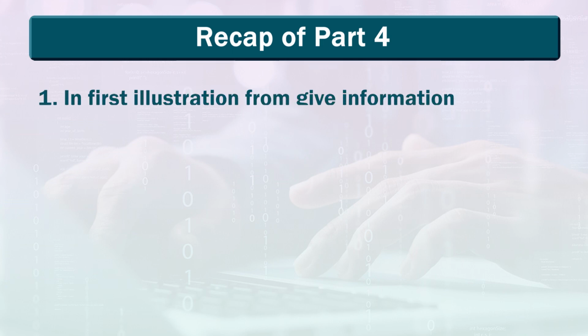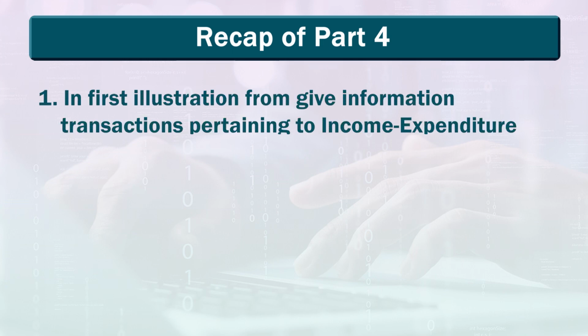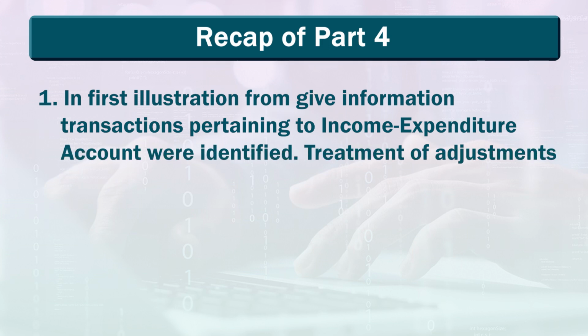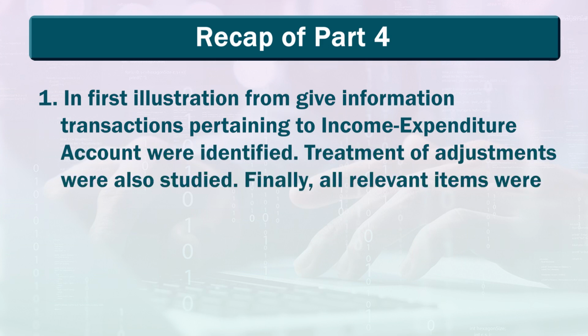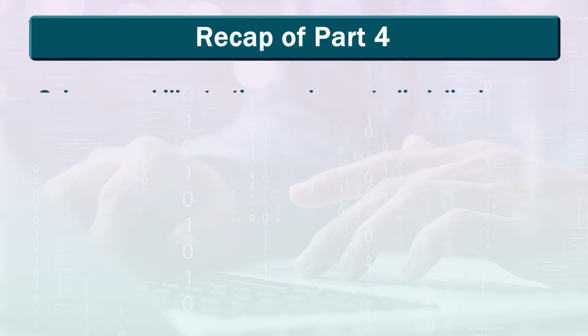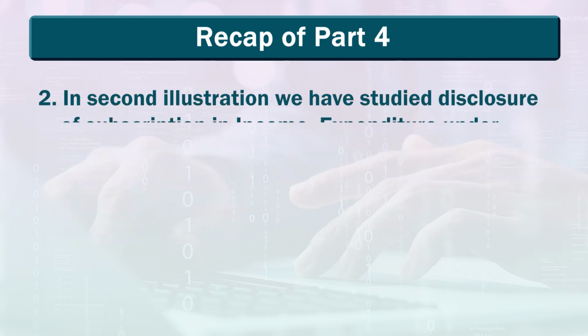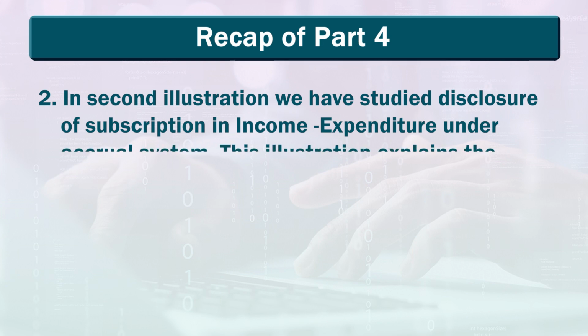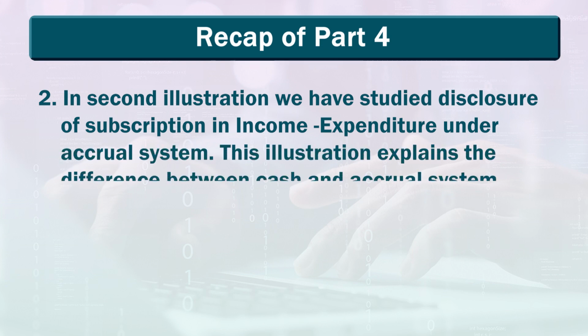In the first illustration, from given information, transactions pertaining to income expenditure account were identified. Treatment of adjustments were also studied. Finally, all relevant items were disclosed at appropriate place in income expenditure account. In second illustration, we have studied disclosure of subscription in income expenditure under accrual system. This illustration explains the difference between cash and accrual system.